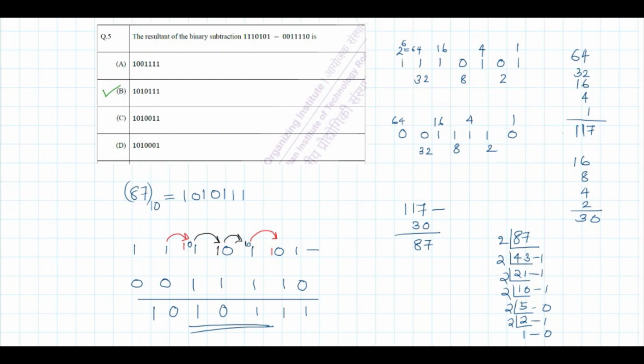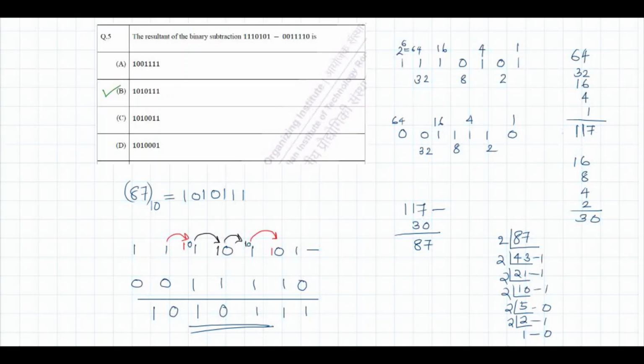So either you can do it this way, but this is a little bit confusing. So you can convert them to decimal equivalents, then subtract the decimal numbers. The correct answer is option B.